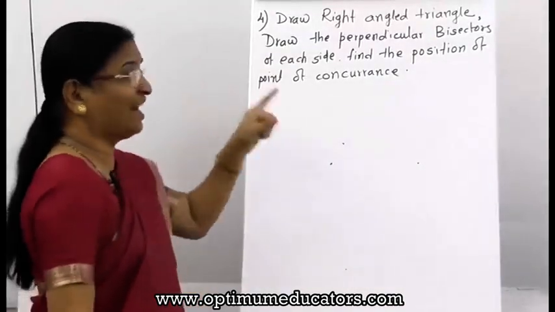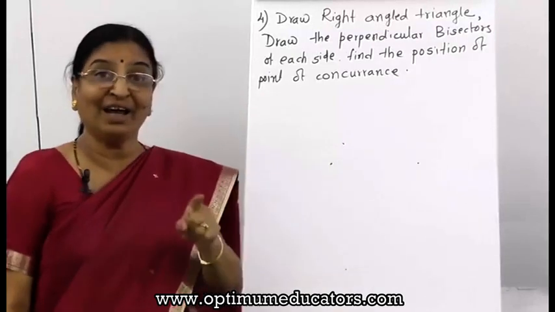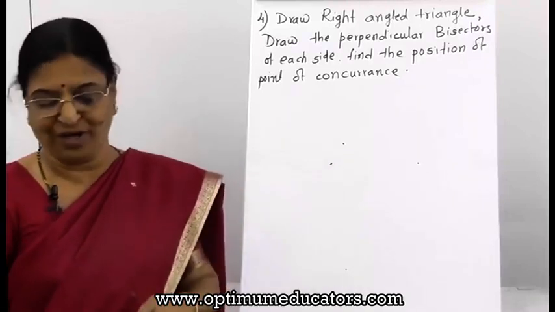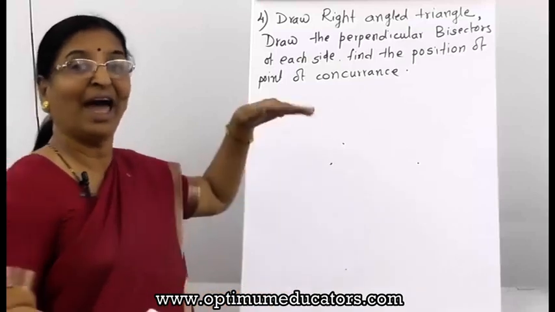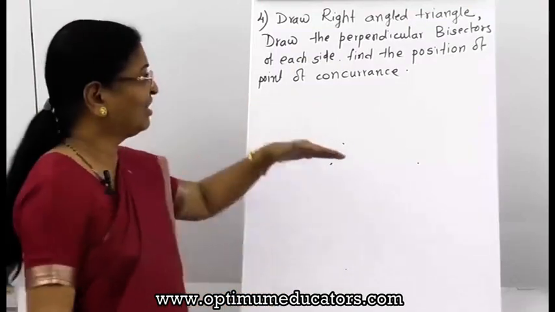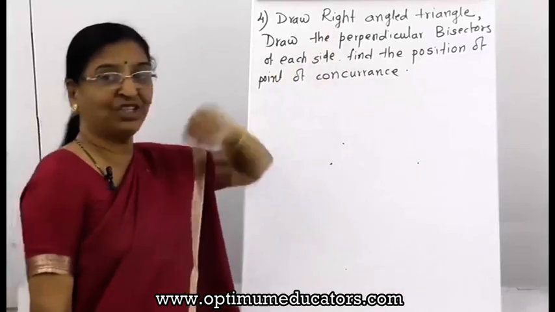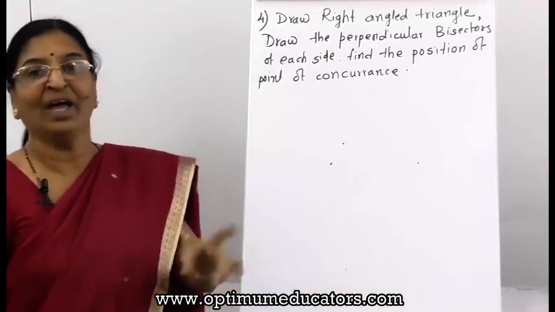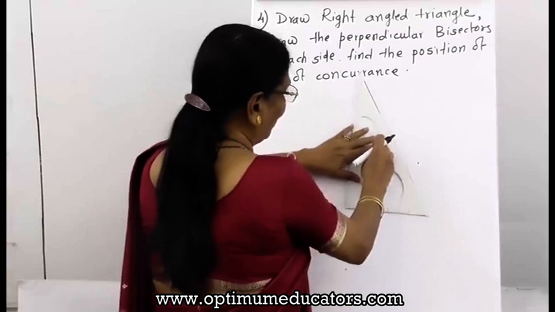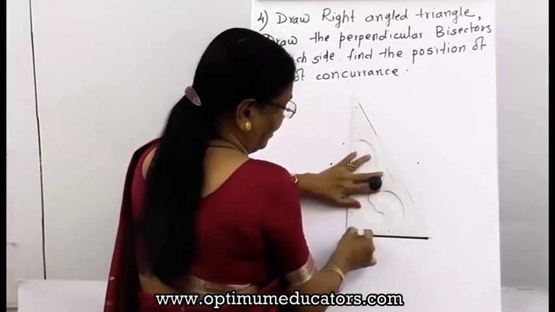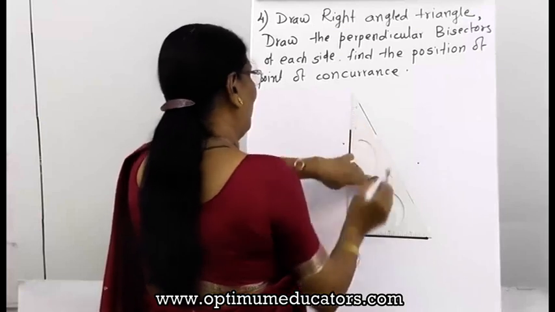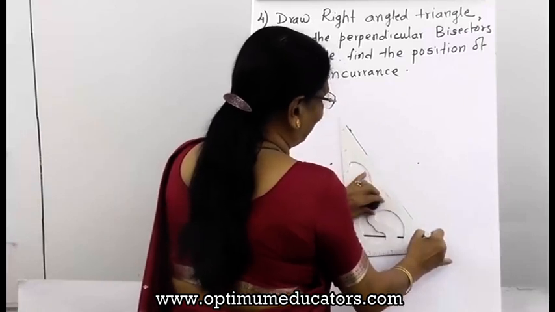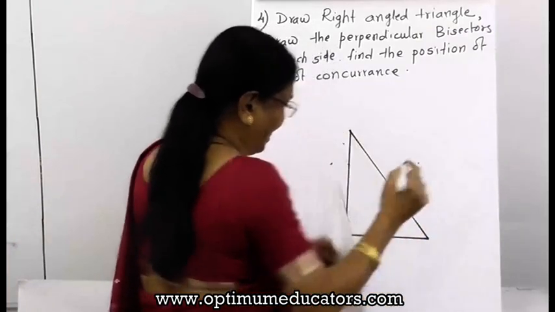See, draw a right angle triangle, draw the perpendicular bisectors of each side and find the position of the point of concurrence. Okay, simple. So as we have drawn angle bisectors, now we will draw here only one question is there, but you can try on your own for obtuse angle triangle also and for acute angle triangle also. Okay. So now I will take one. Again, this is a very easy method to draw a right angle triangle without measuring the angle, because the set square will give you a right angle triangle directly.